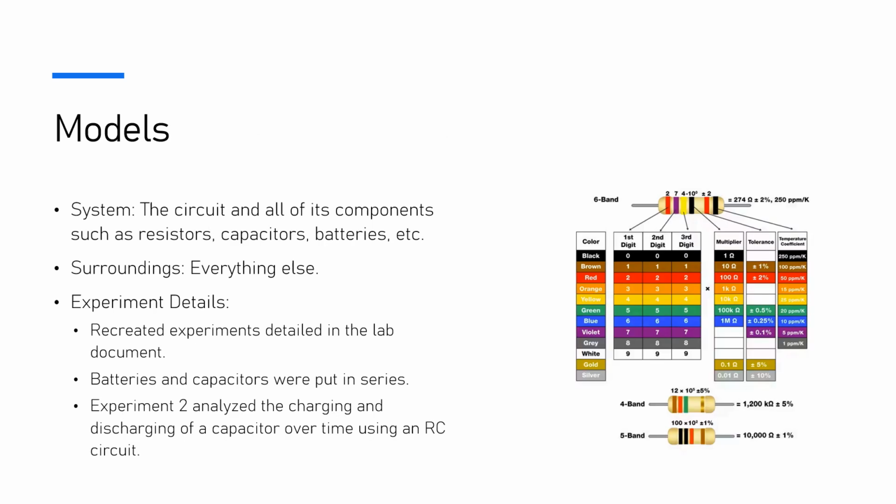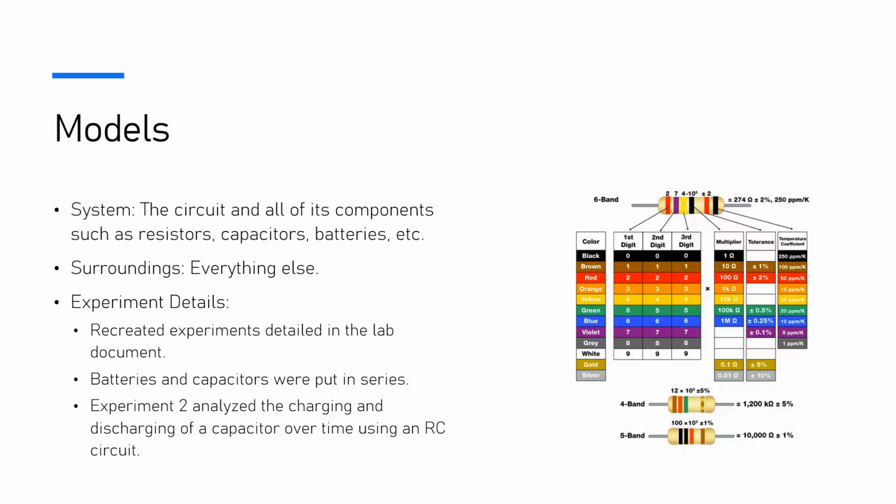And here's a little bit of information about our two experiments. So the system, in both experiments, was the circuit and all of its components, such as resistors, capacitors, batteries, etc. And the surroundings were everything else, like everything in the room, the table, all that stuff.